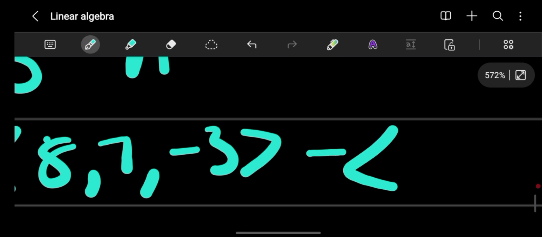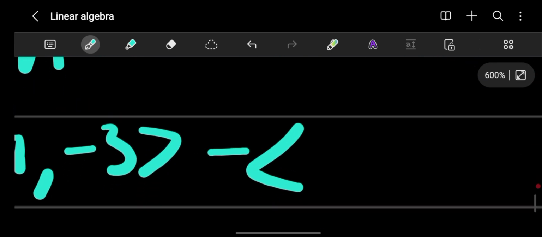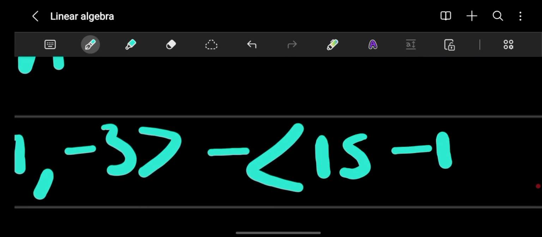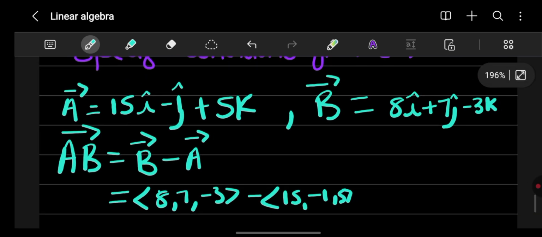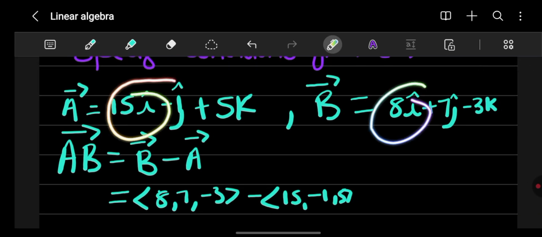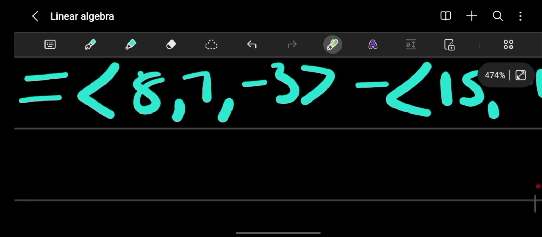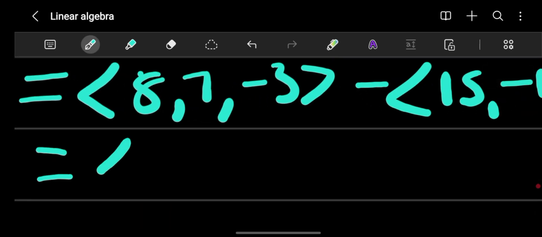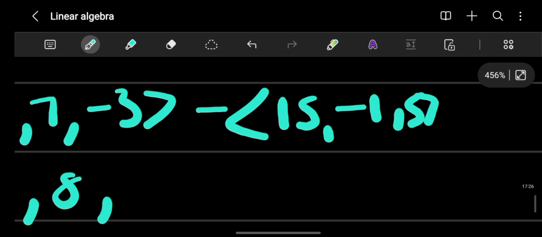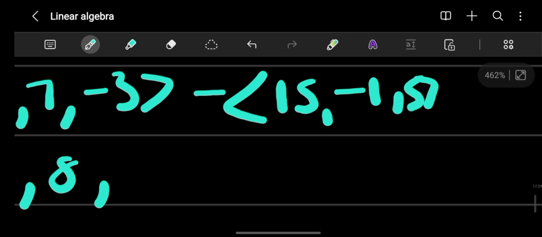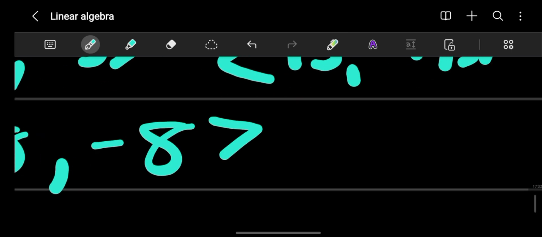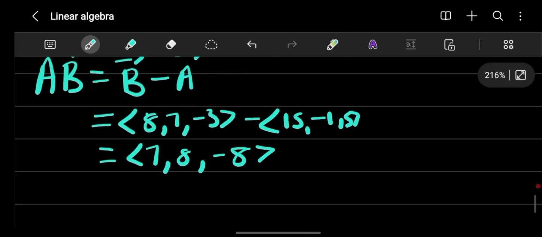And that's subtract 15, negative 1 and 5. You can technically do it from here, but I just prefer it this way. So this is 8 minus 15, negative 3 minus 5, that's negative 8. And that's basically your vector AB.